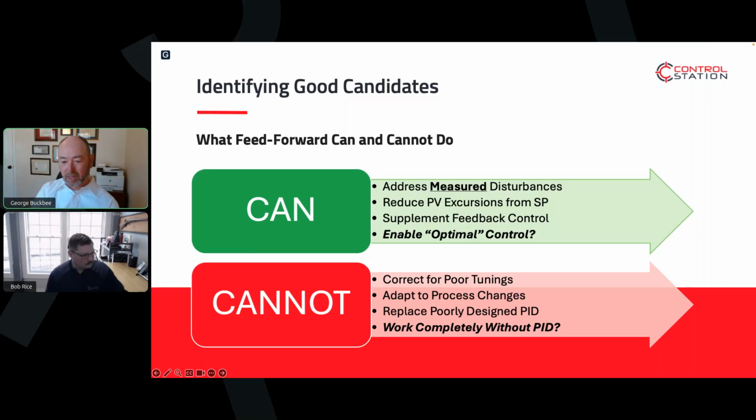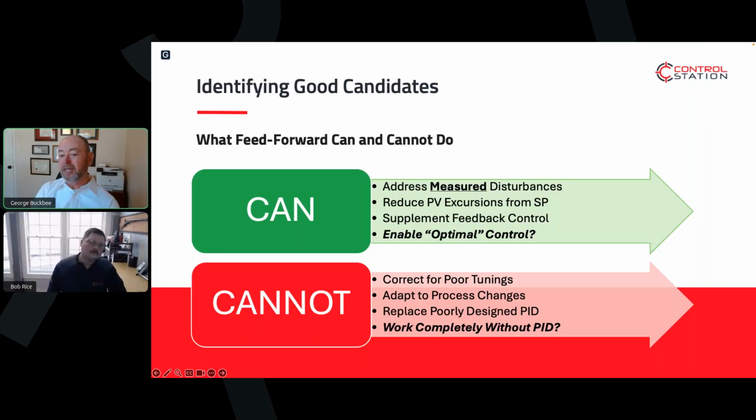What feed forward cannot do, obviously, is correct for the other errors in your control loop. It cannot correct for bad tuning on your PID feedback control. It cannot correct for a bad sensor, for a bad valve, for the operator putting the loop in manual, all those other things that can go wrong in a loop. It can't fix that. That's not its job. Its job is just to look at a disturbance and make a correction.